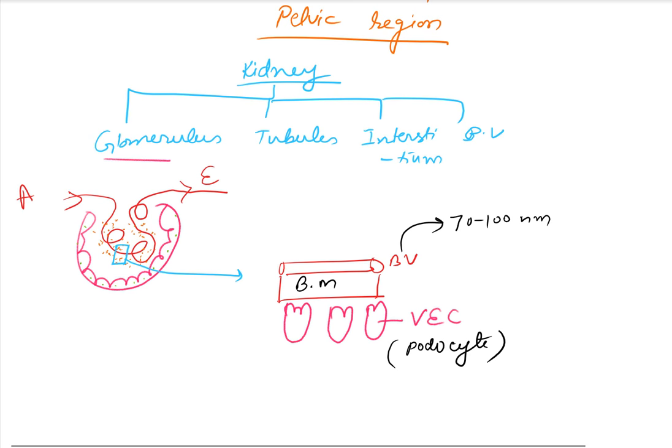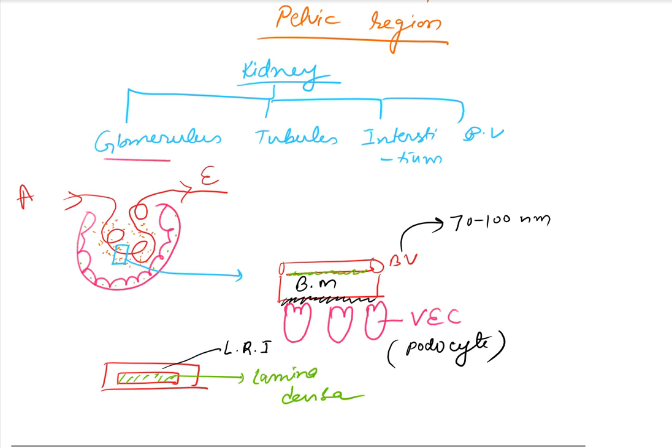The basement membrane is further divided into three parts. The inner dense part is lamina densa. And the one close to the blood vessel, this region, is lamina rara interna, and the one here is known as lamina rara externa. The normal thickness of the basement membrane is 300 to 400 nanometer.